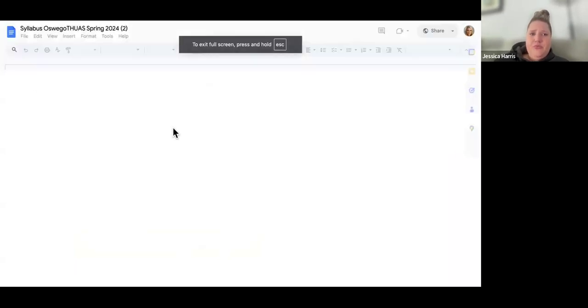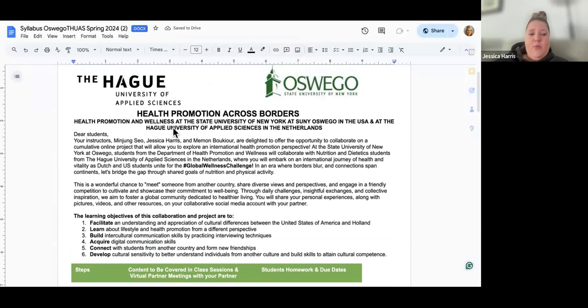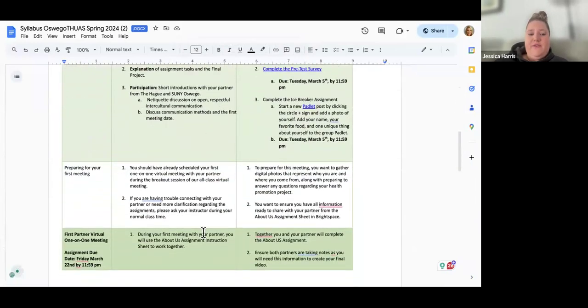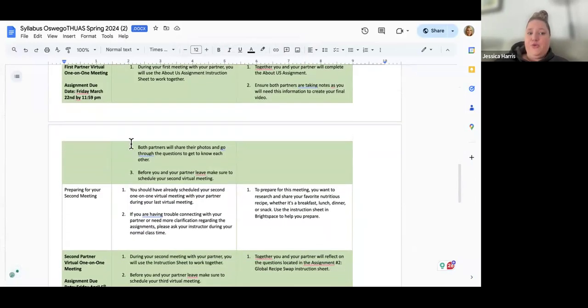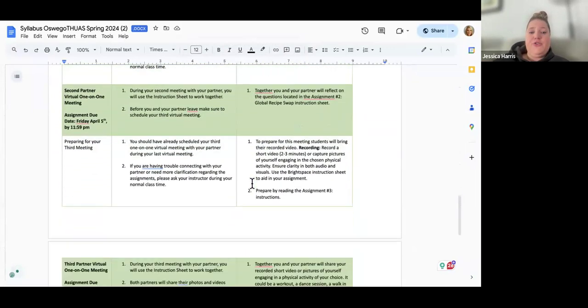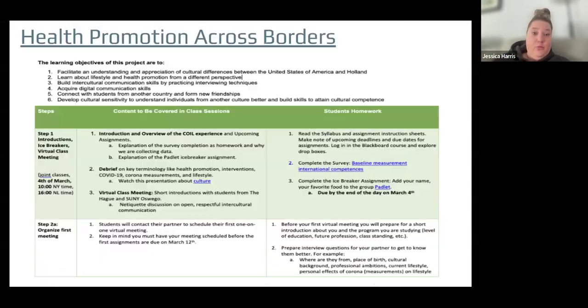And here it takes them right to the full syllabus, where we talk about the learning objectives. They go through the specific process that they're looking at, the virtual meetings that they need to have, and how to prepare for that meeting with their partners. So it's very thoughtful in the process and the steps for the students in that way.